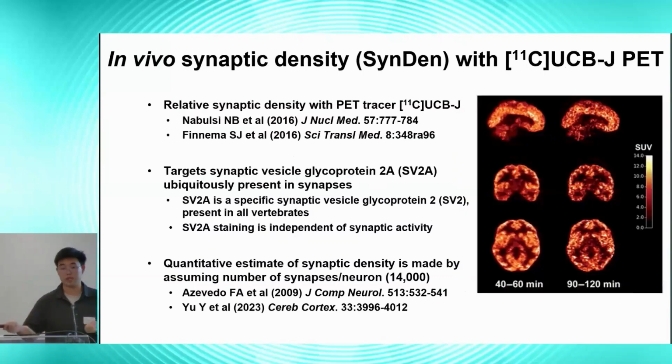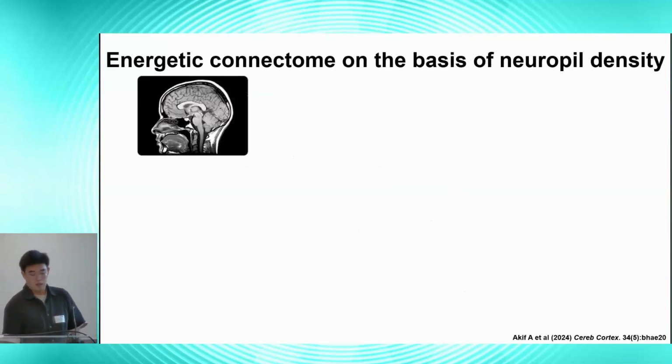And for our synaptic density, we use the PET tracer 11C UCB-J, which targets the synaptic vesicle glycoprotein 2A, or SV2A, which is present in all vertebrates, and its staining is independent of synaptic activity, which makes it a perfect target for what we're trying to do. And this gives us a relative estimate of the synaptic density. To get a quantitative number, we again use an assumption of the number of synapses per neuron, in this case around 14,000.